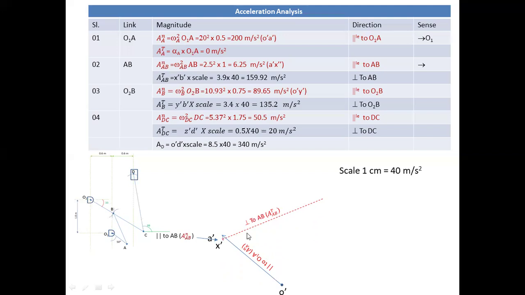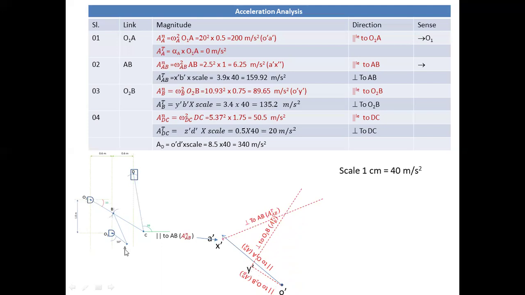Then we'll draw the perpendicular component of AB. Okay. So this is the perpendicular component of AB. Then next, the perpendicular component of O2B. So this will be O2B, parallel to this link O2B. What we have, which is around 159.9, that is 4 centimeter. Okay. So O2B, 89.65, is available. That is around 2.2 centimeters. So this will be parallel to the link, and then this will be the perpendicular to the link.